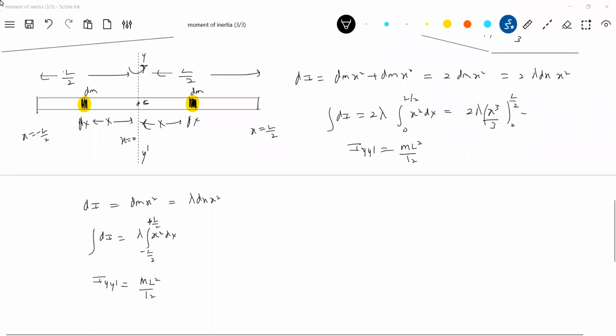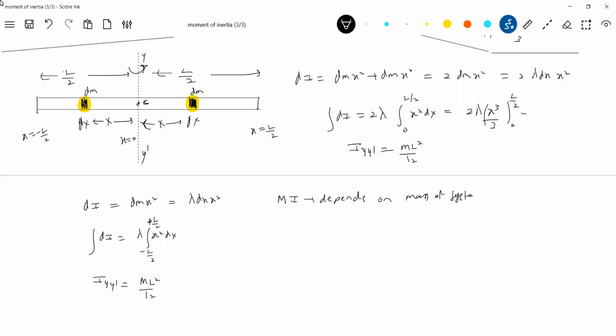You can see that moment of inertia depends on the mass of the system and the distribution of mass about the axis. The moment of inertia of the system depends on what? What is the total mass of the system? The next, distribution of mass about the axis about which it is rotating.